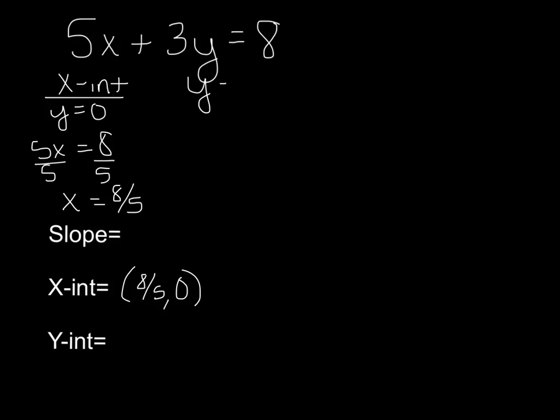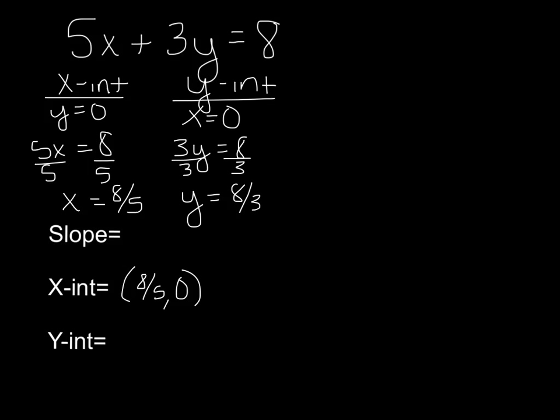Your y-intercept then is going to be where x equals 0. So that means that we have 3y equals 8. Divide by 3. Y is going to equal 8/3. So that means your y-intercept is just 0, 8/3.